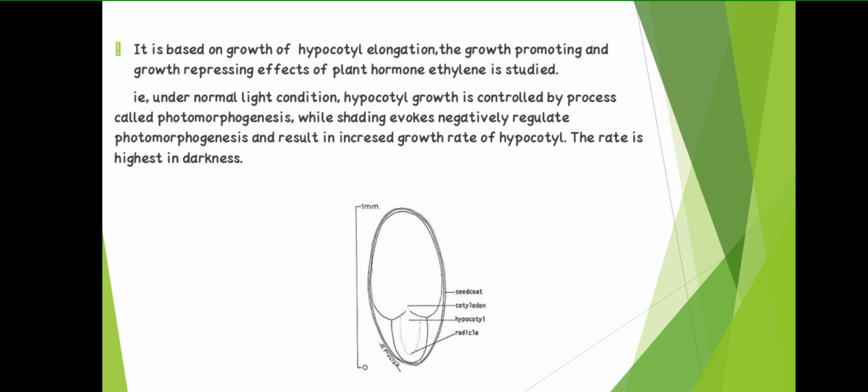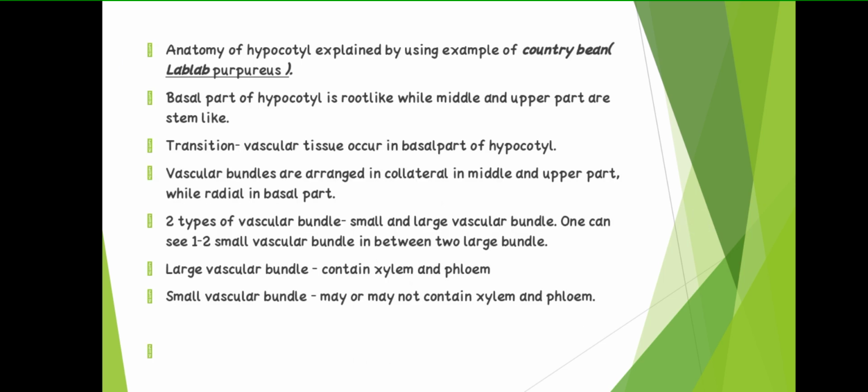In this diagram, we can see seed coat, cotyledon, hypocotyl and radicle. This radicle first produces root, hypocotyl produces the stem, and later plumule gives rise to the first true leaves. And now we can explain the anatomy of hypocotyl in detail by using the example country bean, that is Lablab purpureus. It is the scientific name of country bean.